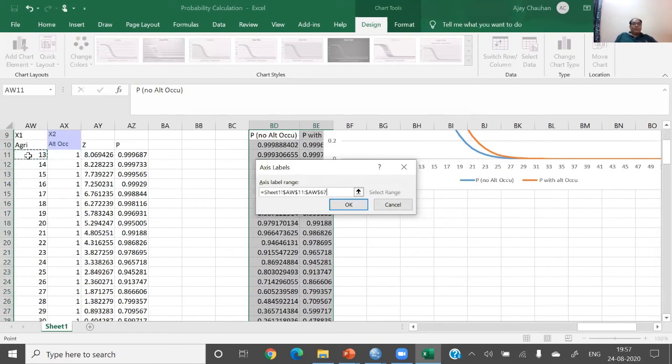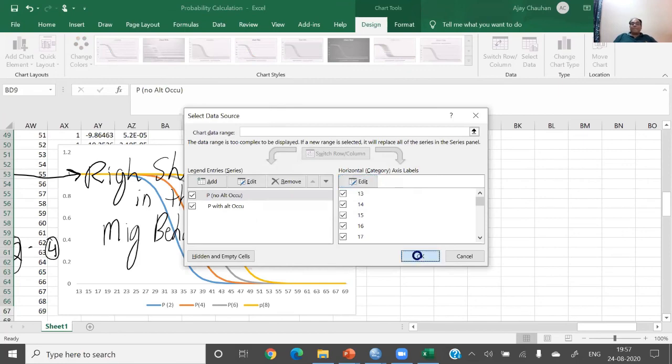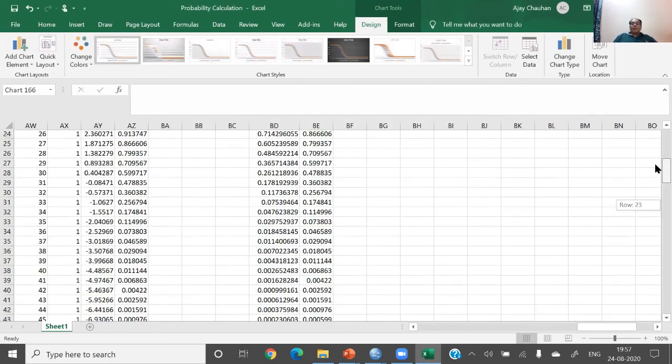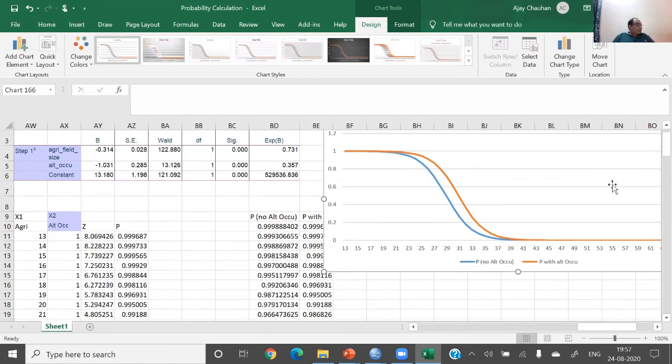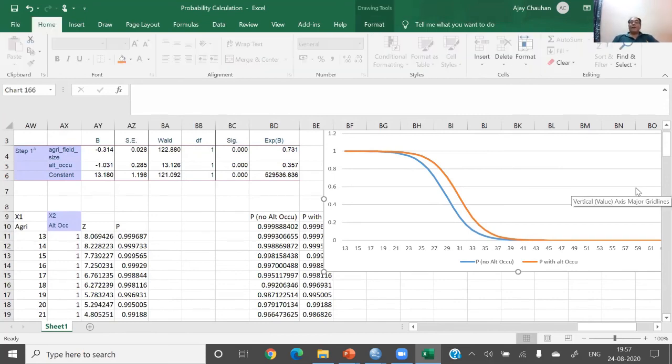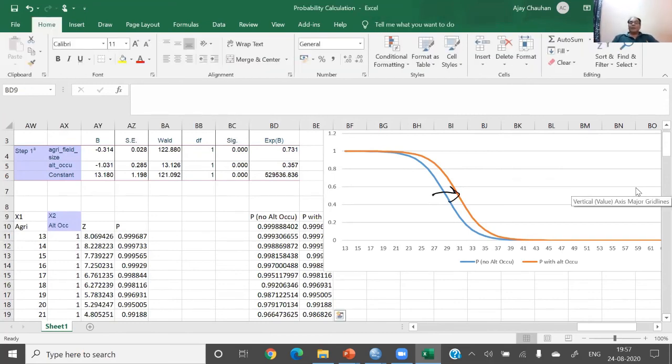Okay. Now this is the behavior of migration, right? Basically, this one is without, and this is with alternative occupation. So the shift is basically this side. If the government provides alternative occupation, the migration can be moved to the right hand side, the lower side. Migration can be reduced. Okay.